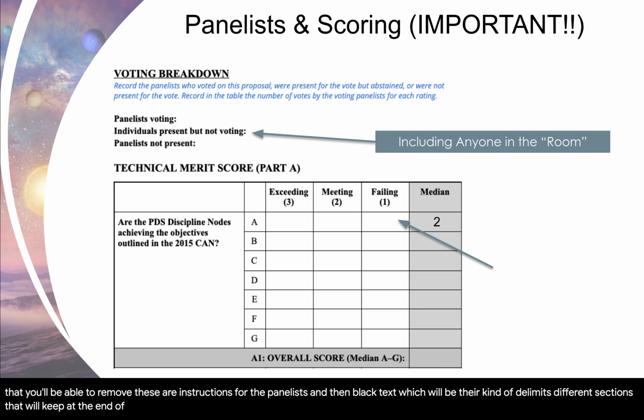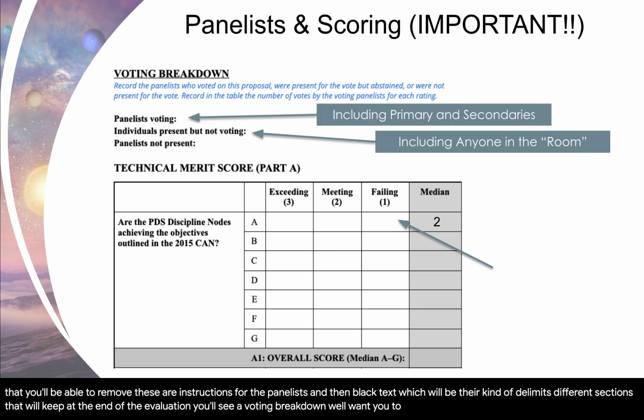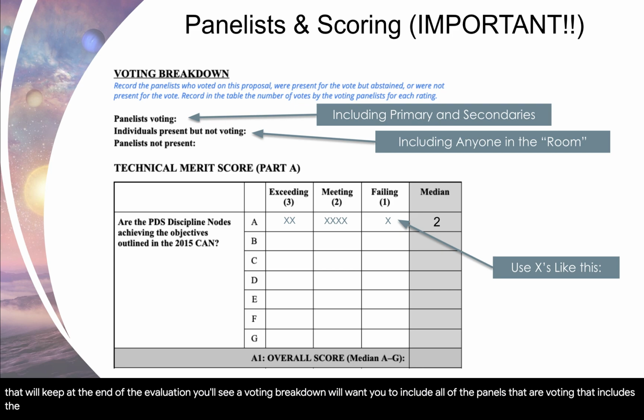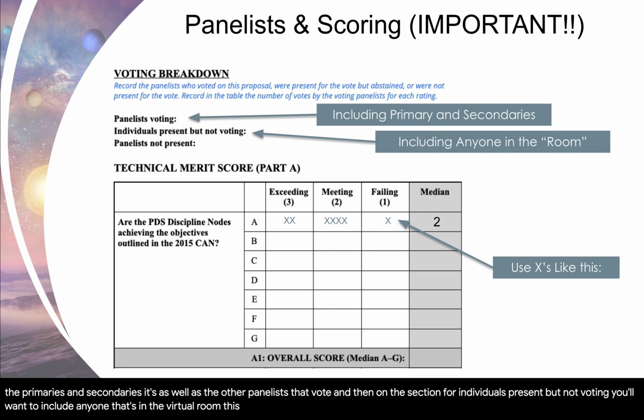At the end of the evaluation, you'll see a voting breakdown. We'll want you to include all of the panelists that are voting. That includes the primaries and secondaries, as well as the other panelists that vote. And then in the section for individuals present but not voting, you'll want to include anyone that's in the virtual room. This may be people that are program officers or the executive secretary.